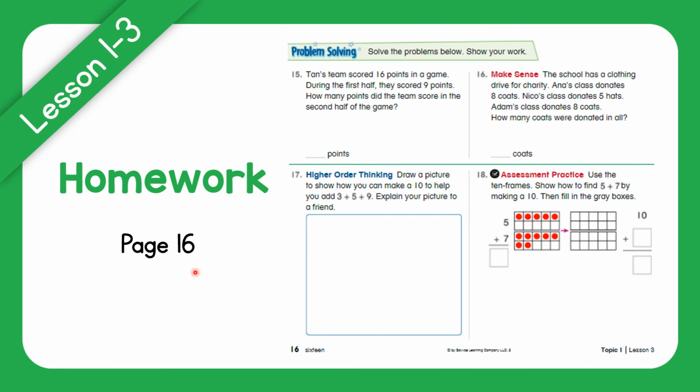So for homework, you have to solve page number 16. Make sure you read the sums nicely. We have already done each and every one separately in a separate page. Now you have to solve it by yourself at home.